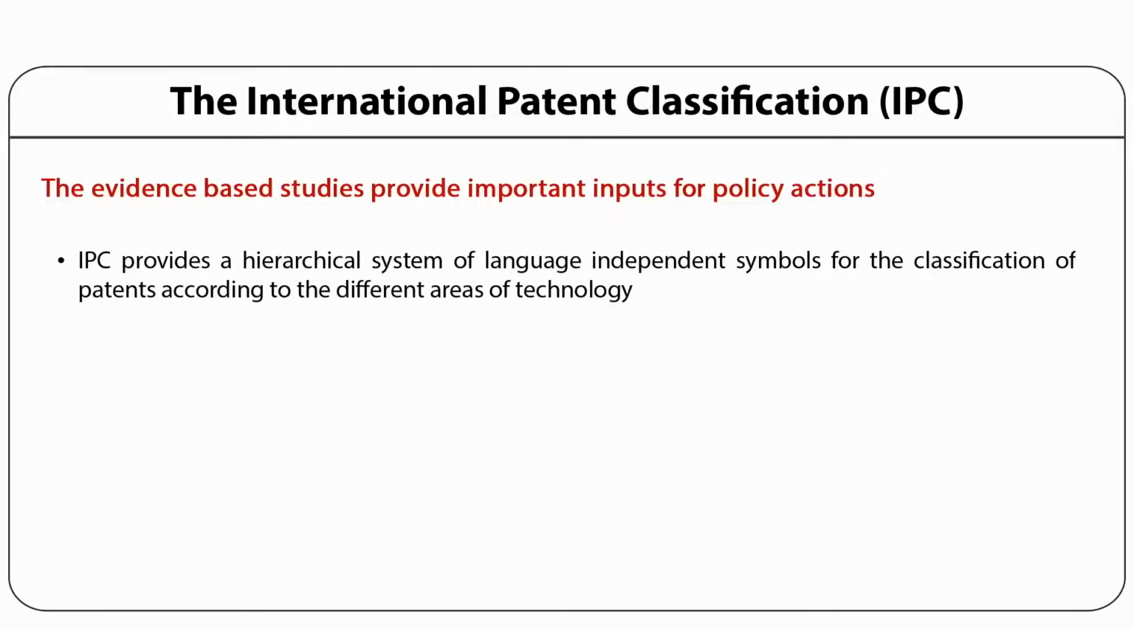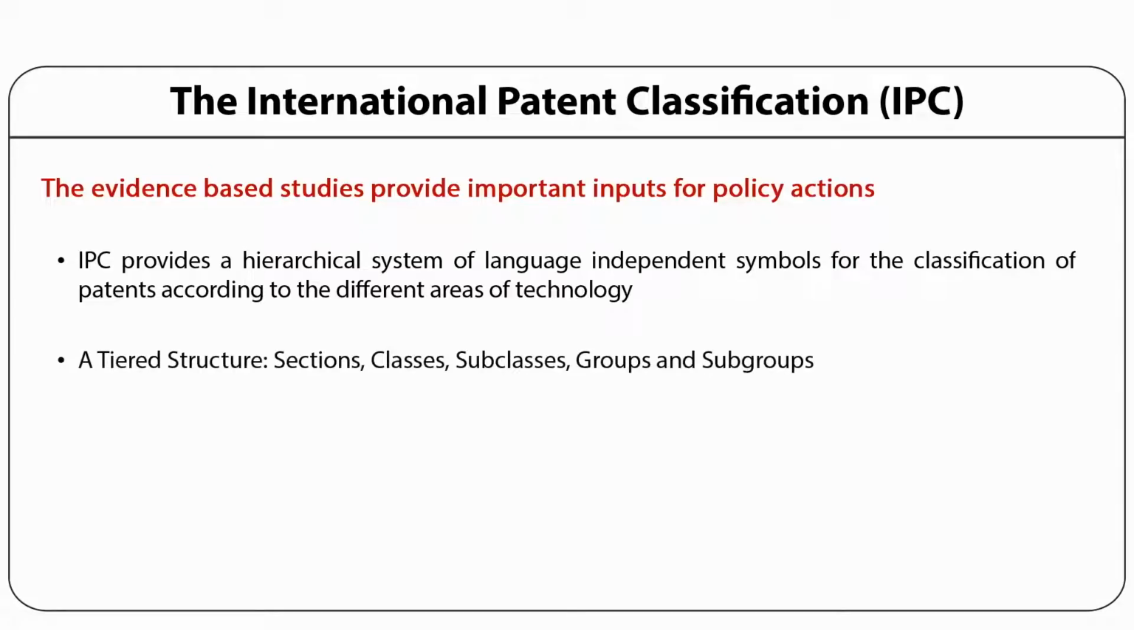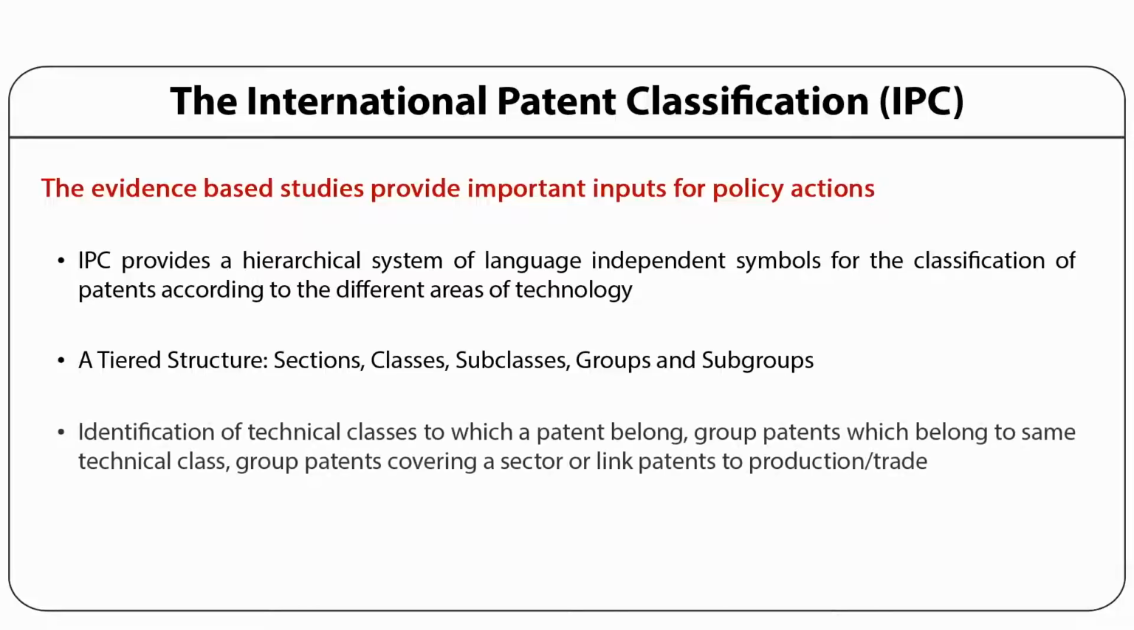So, as you are well aware of different classifications in your library and information field, you can already judge how important it is for patents to be properly classified, and from which you can look at the sections, classes, subclasses, groups and subgroups to which the patent belongs. From this we can identify technological classes to which a patent belongs, group patents which belong to the same technological class, group patents covering a sector, or link patents to production and trade.